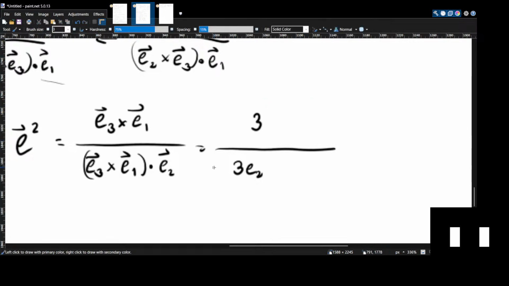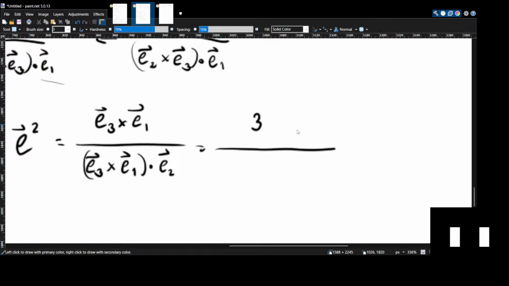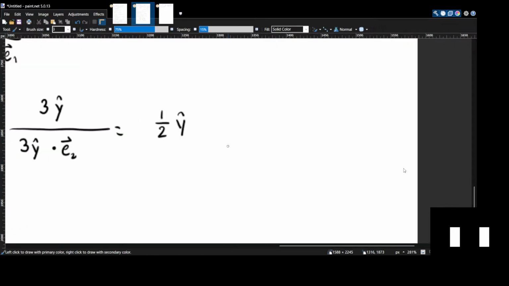This is 3Y. And the same applies for down here. This is going to be 3 in the Y hat. This is going to be 3Y hat, and dotted with E2. And we're going to end up with 1 over 2 Y hat, which is equal to 0, 1/2, 0.